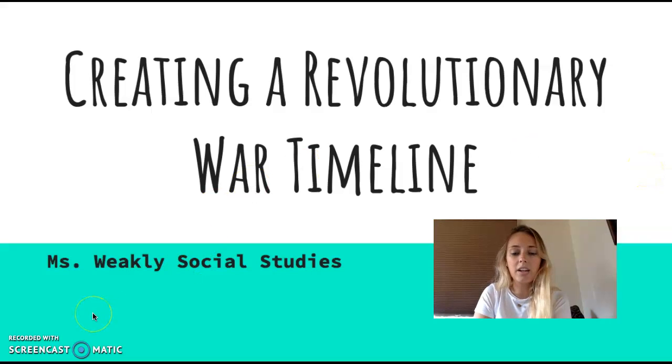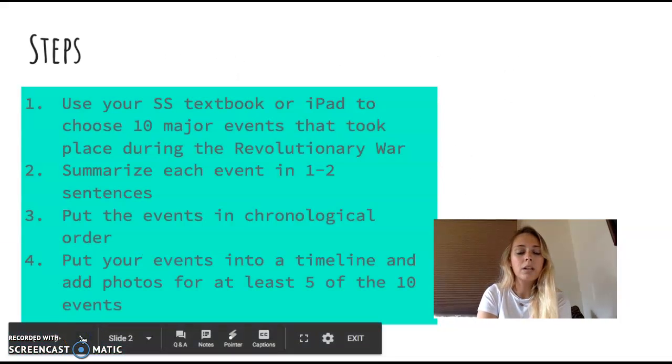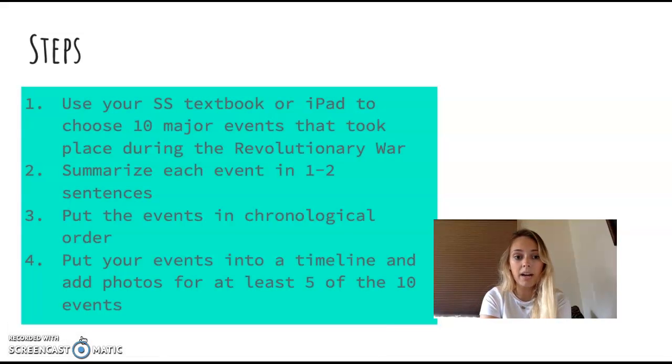Alright guys, so today you're going to be creating a Revolutionary War timeline based on what we've been talking about the last couple weeks. So you're going to use your social studies textbook, or you can use research from your iPad to choose 10 major events that took place during the Revolutionary War. You're going to summarize each event in 1 to 2 sentences.